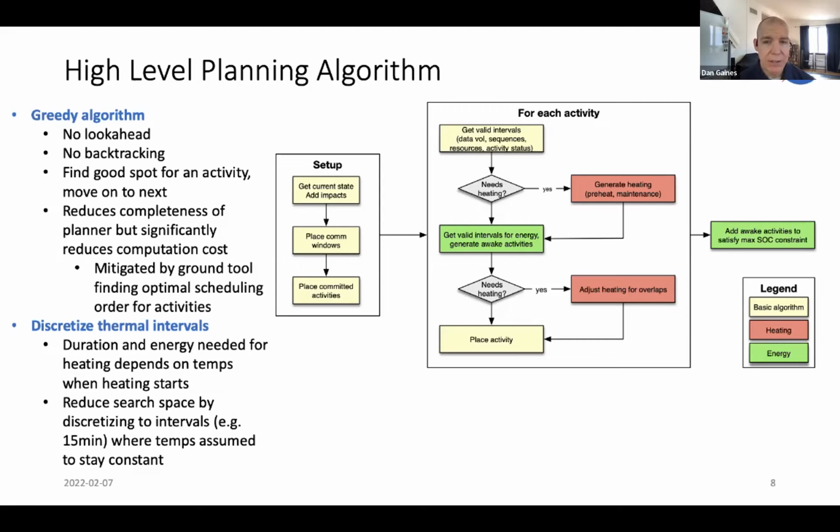We mitigated that to some extent because on the ground, we can search the space of these scheduling prioritizations to try to find an ordering that we think will give the best chance for the onboard system to find good plans when it generates schedules.